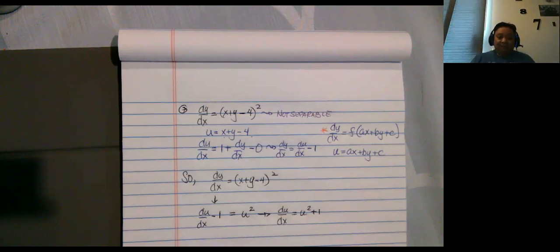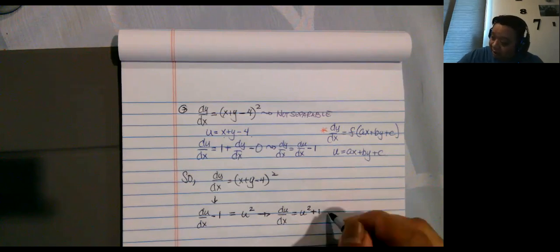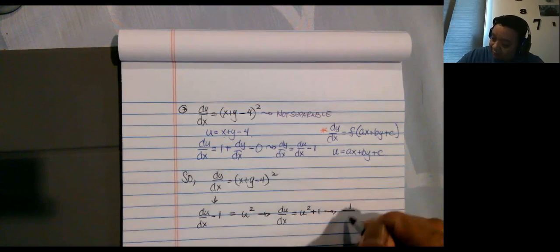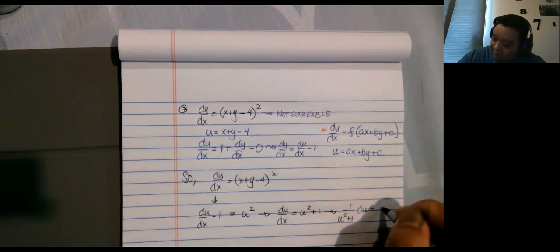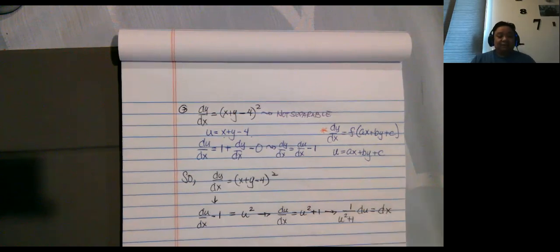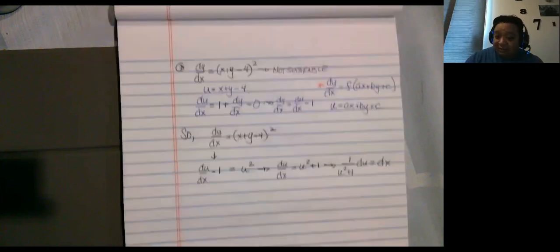Questions on that? Okay. Now this is going to be separable. If you multiply by dx on this side, you have to divide this whole expression to the other side. What you have is 1 over (u squared plus 1) du is equal to dx. And then now integrating both sides.